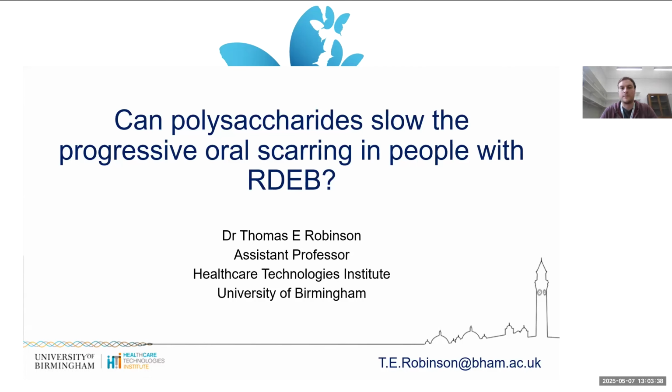So today what I want to talk about briefly are some of the oral conditions that can happen with people with EB, particularly scarring. And this is most prevalent in RDEB, but other subtypes as well. And the work we're doing with polysaccharides, which I'll introduce a bit later, and what we can do, how we can try and help these people.